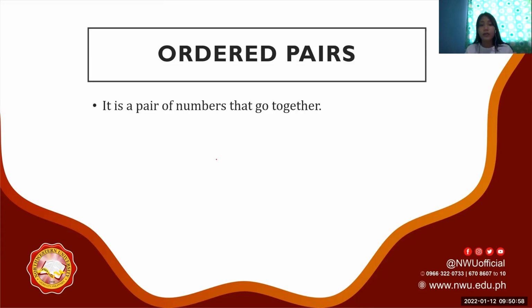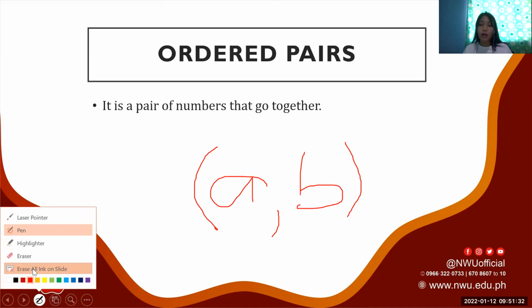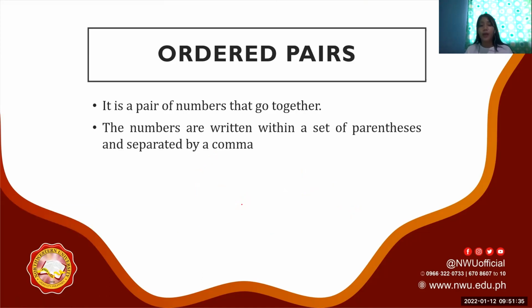And commonly, since they are ordered pairs, sometimes they are written in twos kasi pairs sila. And meron din yung sinusulat natin ng tatlo sila, apat, so on and so forth. But commonly, ang ginagamit lang naman natin is two numbers. So, we usually write them inside the parenthesis, which is divided by a comma. So, for example, your numbers are A and B. So, this is an example of your ordered pair.